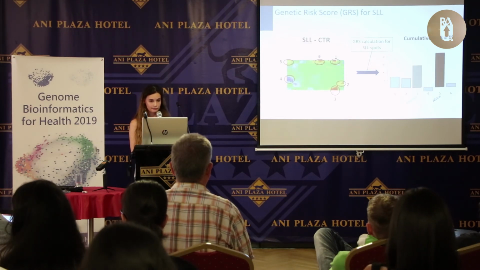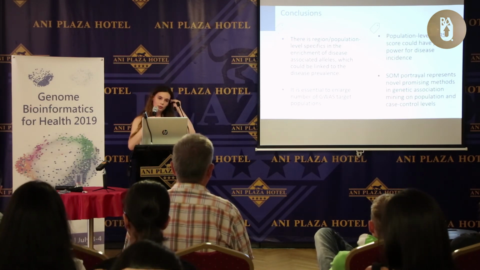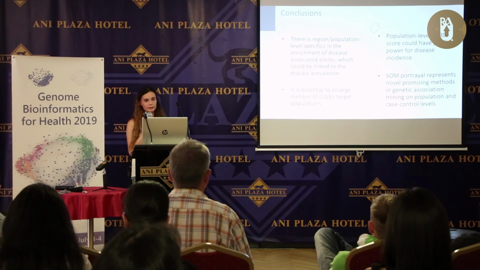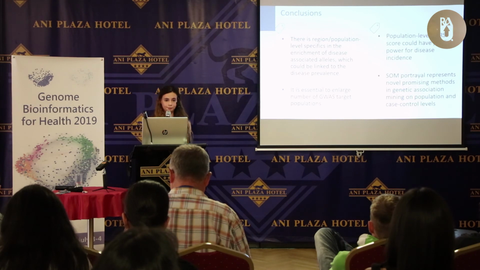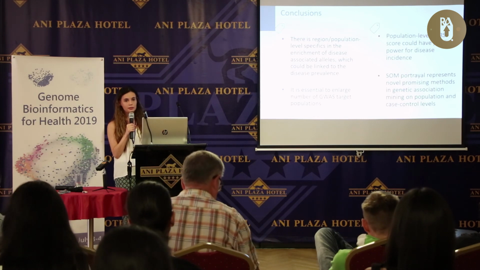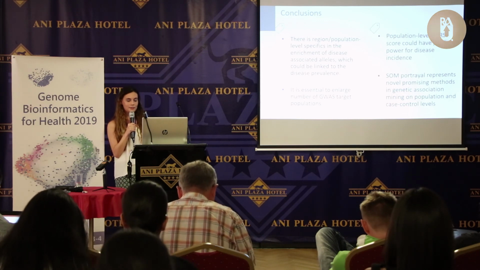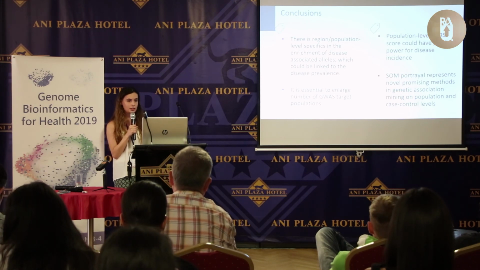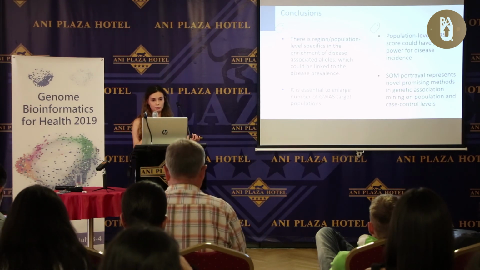two types of diseases. So in conclusion, I want to say that we see that there is a region and population-specific pattern of disease development, which is very important to take into account in disease diagnosis. Also, it is very important to enlarge the number of GWAS target populations. For example, for the Armenian population, we don't have any information, and at this point, we can't really predict the disease predisposition for the Armenian population.